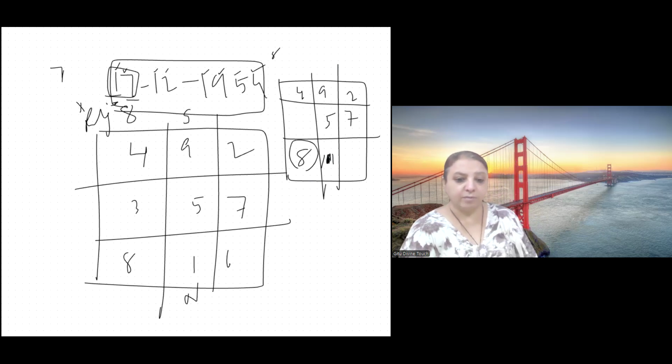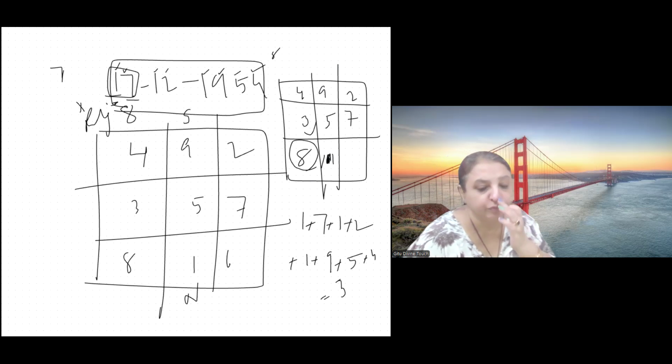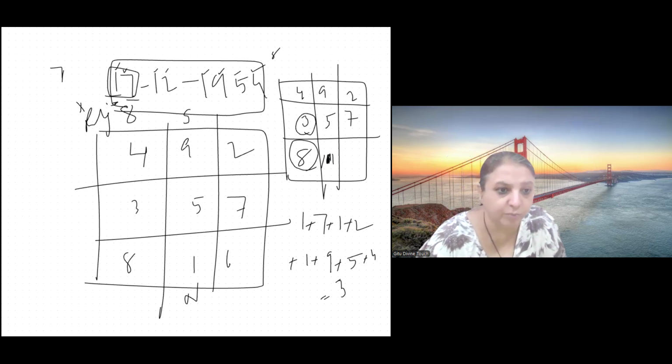Now add all these numbers. 1 plus 7 plus 1 plus 2 plus 1 plus 9 plus 5 plus 4. Let's see what the total is. It's coming 3. Total is coming 3. So you will write 3 here. That is your destiny number. So even these two numbers we have to fill. You can write your date of birth and make this grid and keep this birth date grid ready for interpretation.